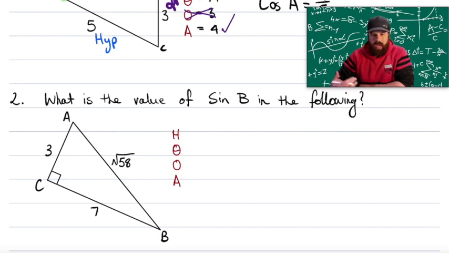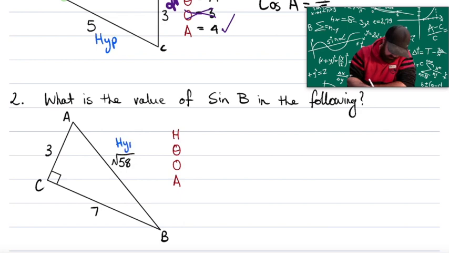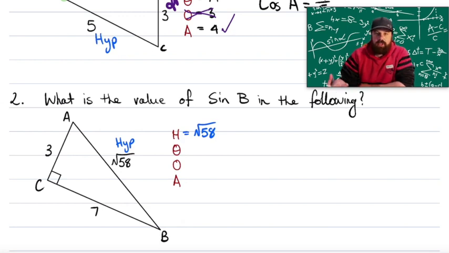What is the value of sine B in the following? So again, we've got our structure there, and we're going to label our triangle exactly the same, and then we'll come back and finish off the sine B part. Alright, so our hypotenuse, so identifying our right angle's down there at C, so our hypotenuse is going to be opposite, so our hypotenuse is the square root of 58, or just in short, root 58. Our reference angle is going to be angle B, because it's denoted there in the question, so our reference angle is over here at angle B.